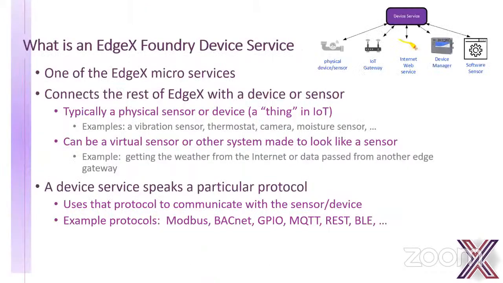So what exactly does a device service do? It is one of our EdgeX microservices. Essentially, it is what connects to and talks to the quote unquote thing of Internet of Things. It might be some sort of a sensor out there. It might be, for example, a vibration sensor, a thermostat, could be a camera, a moisture sensor, you name it. There are all sorts of quote unquote things in this edge world. That's what our device services are really meant to do, is serve as a mechanism to connect EdgeX into or with one of those devices or sensors. They could be a virtual sensor. For example, you could get weather off of the internet and pass that data into EdgeX.